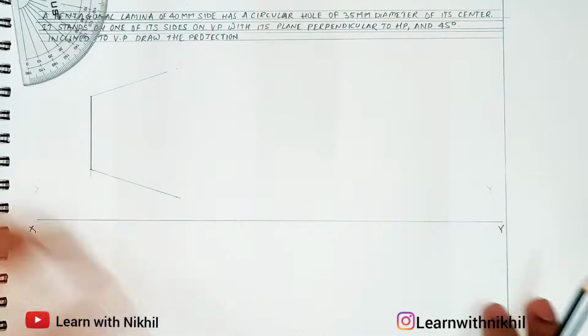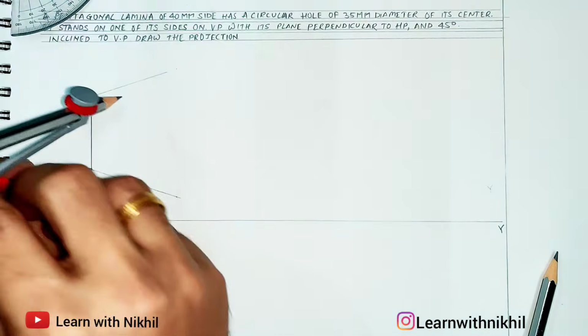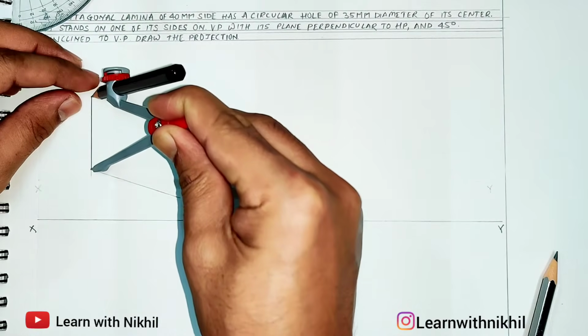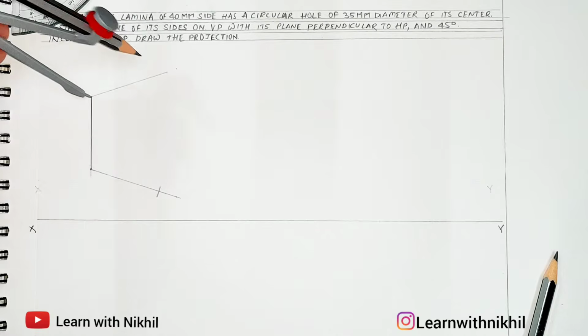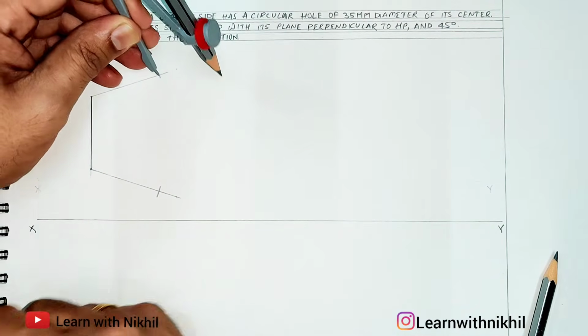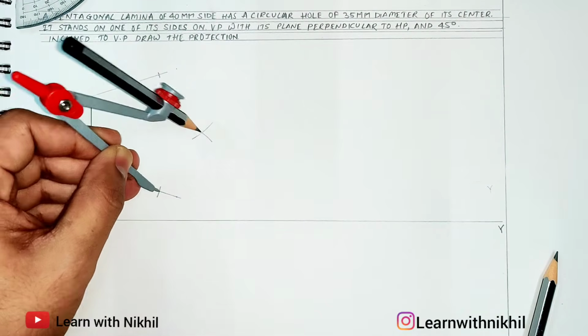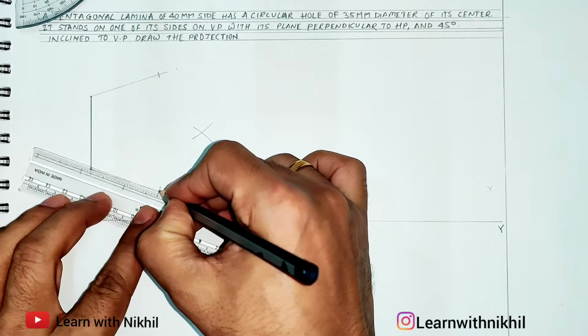Now on compass, take the side of the pentagon, which is 40 millimeter. You can measure it from here itself. Mark an arc over here, keep the pointer here, mark an arc, then move the pointer on this point, cut an arc, and from here intersect the arc. Joining all these lines will give you a pentagon.